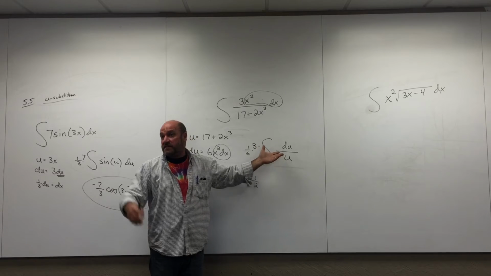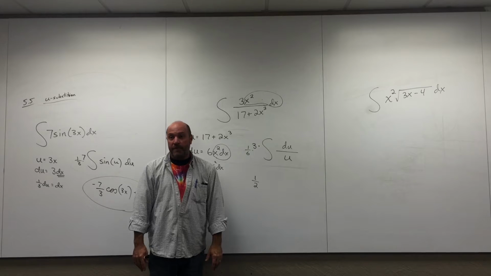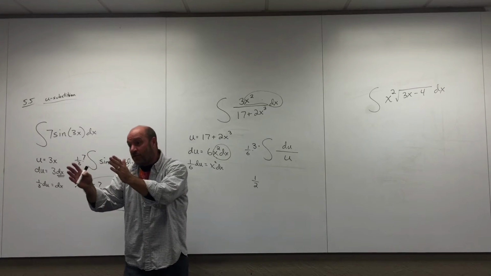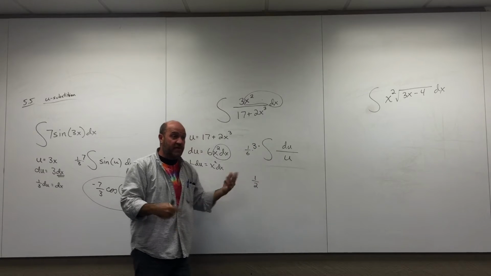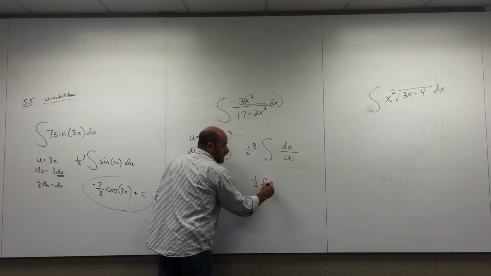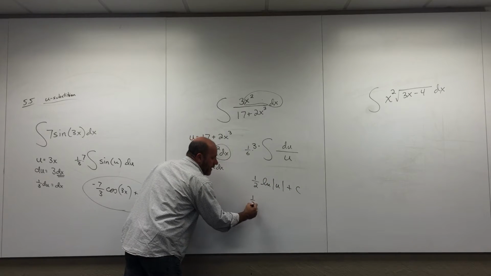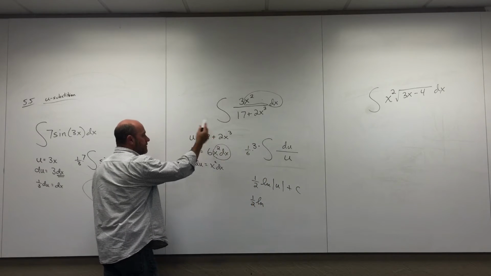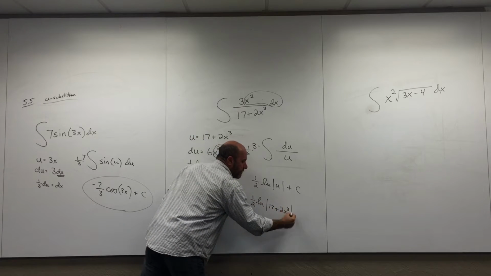The antiderivative is natural log, because I remember the derivative of natural log was 1 over x. So the antiderivative of 1 over u is natural log u. So that's it. Oh, let's put u back in there. U is 17 plus 2x cubed.